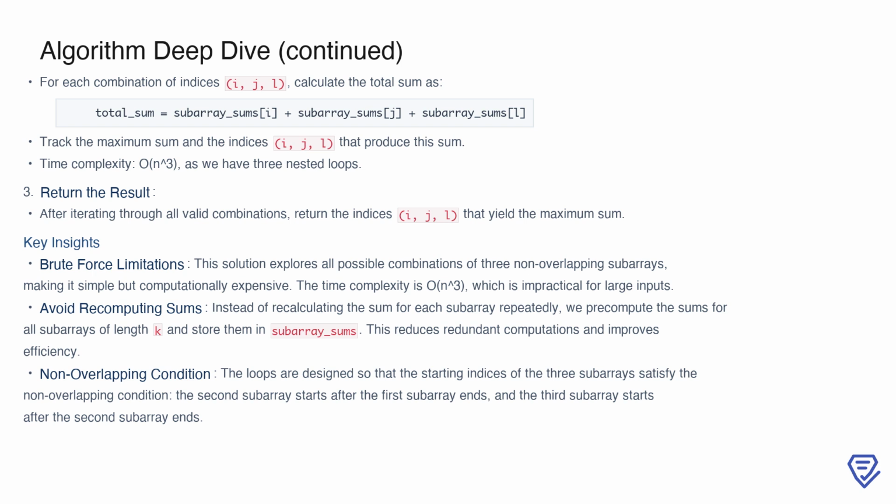While this approach is straightforward, its time complexity is O(n^3), due to the 3 nested loops. This makes it impractical for larger inputs. Key insights here include understanding the limitations of brute force. By pre-computing the sums of all subarrays of length k, we eliminate redundant calculations and save time. Additionally, the non-overlapping condition is enforced by carefully setting the range of the loops, ensuring that the second and third subarrays do not overlap with the first or with each other.